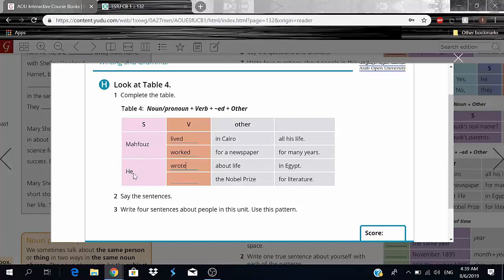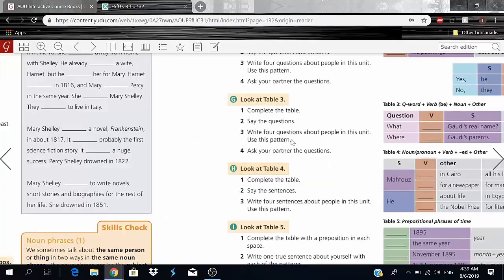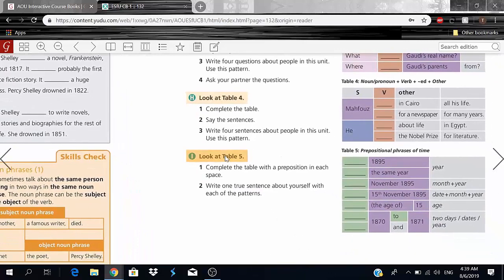Now, number two, he dash the Nobel Prize for literature. Obviously he won the Nobel Prize for literature. If I say win, this is present again, but you see, with irregular verbs, you have to switch it up. Okay, he wrote about life in Egypt and he won the Nobel Prize for literature. Simple enough. Now let's move to exercise I.